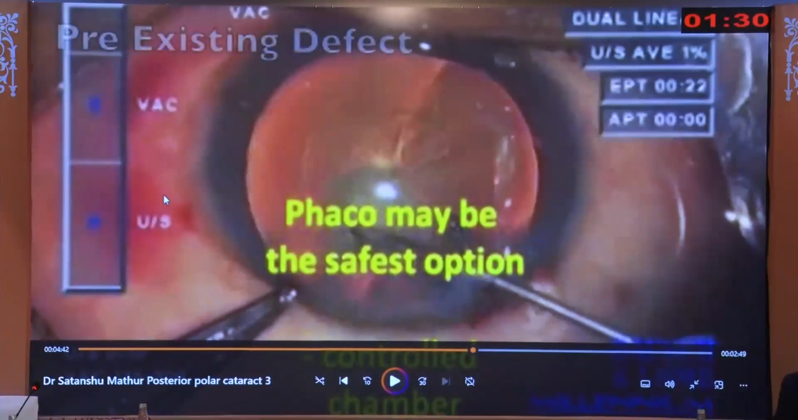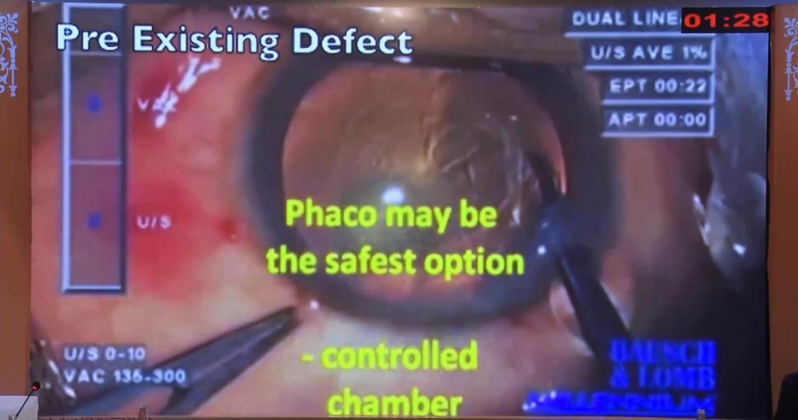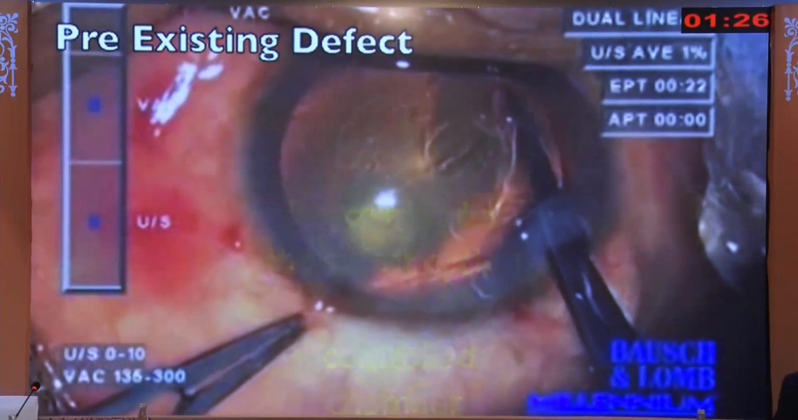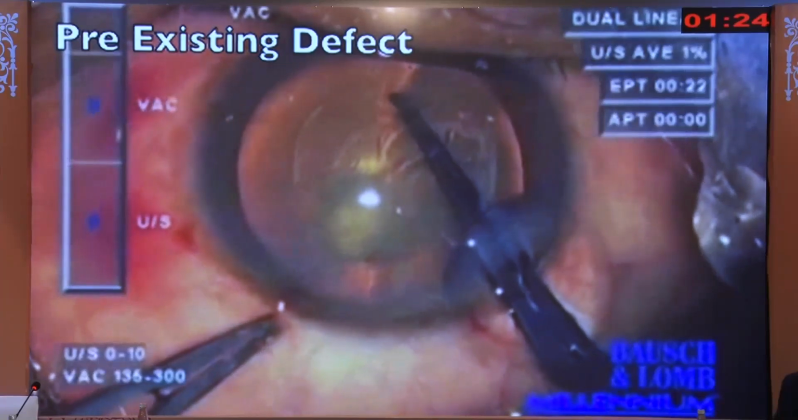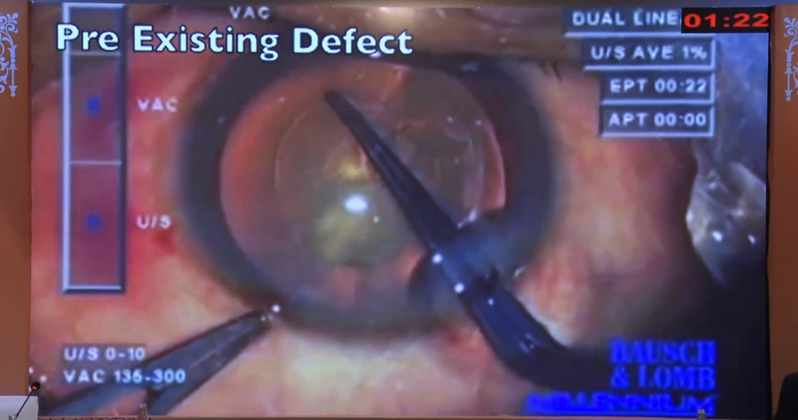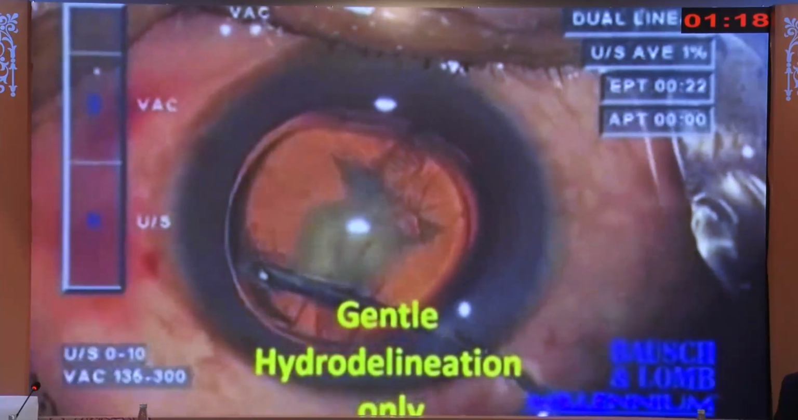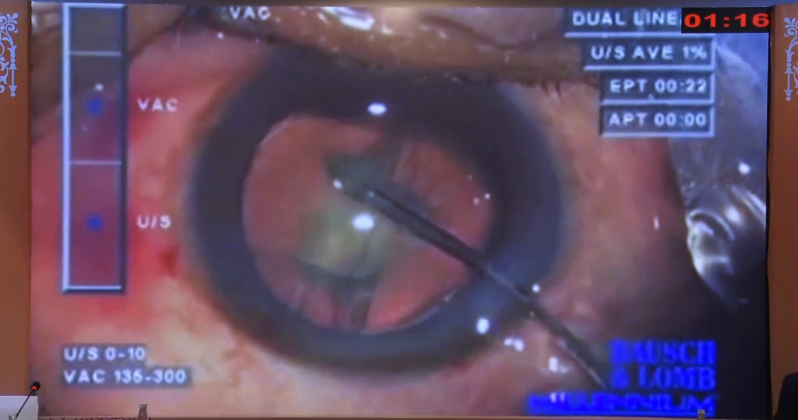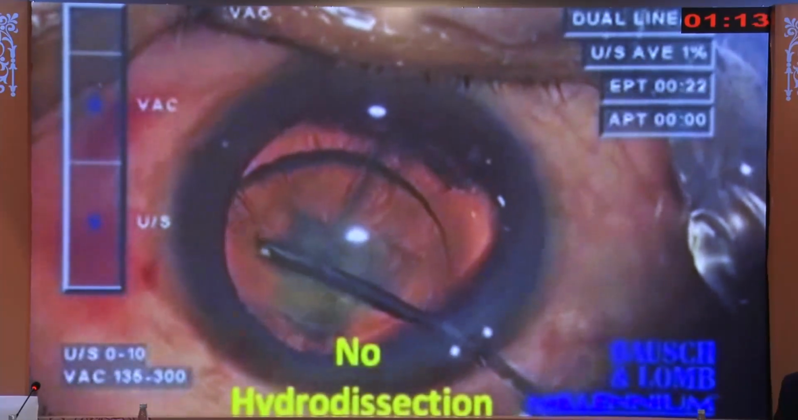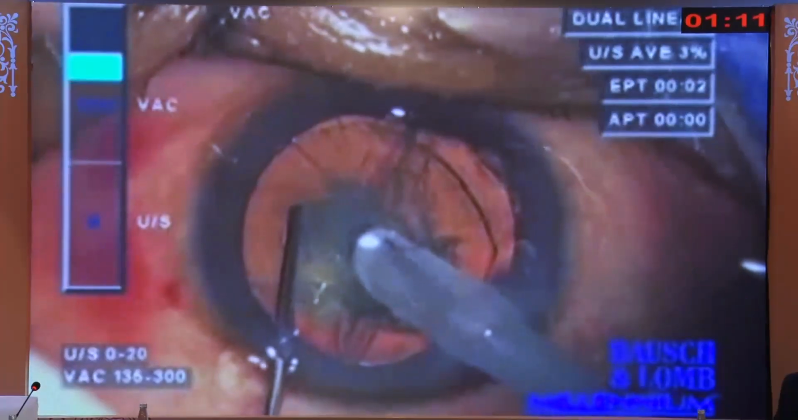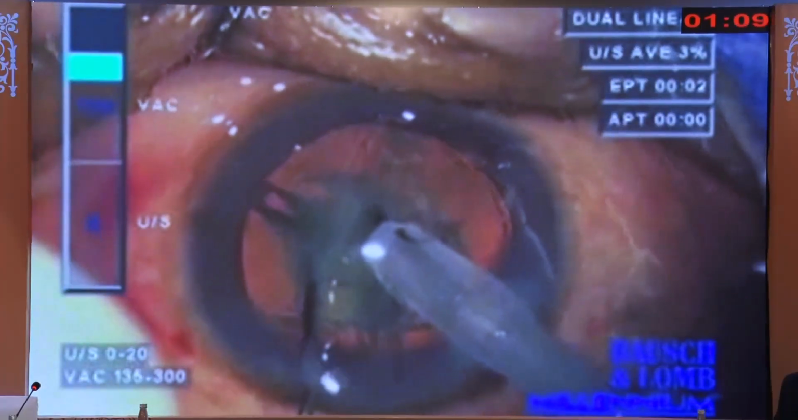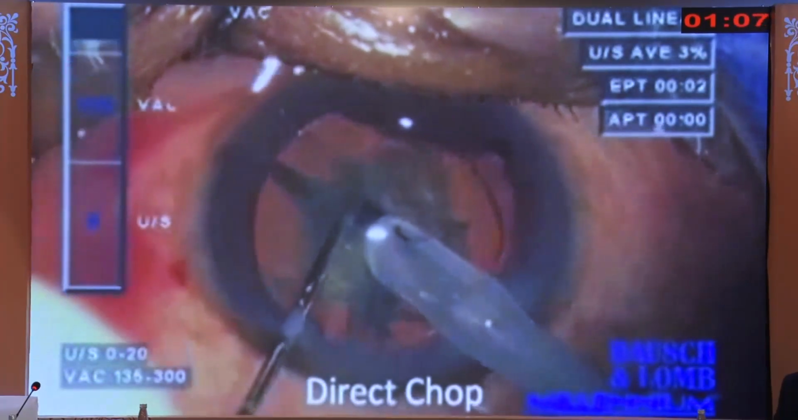Now this is another case where there is a pre-existing defect in the posterior capsule. So we have to be more careful because there is a pre-existing defect. All the parameters are the same as we have been following. Gentle hydrodelineation, your ring should be formed. So you can know the hydrodelineation is complete. Do not rotate the nucleus.